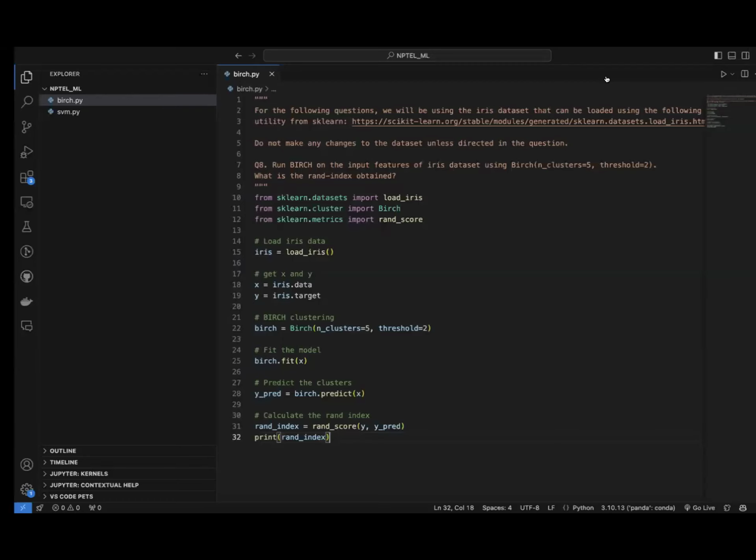Wait, what's the difference between fit and predict? Fit is to train, and predict is to predict. You can also directly take the labels. But you are passing the existing label only, yeah? Yeah.